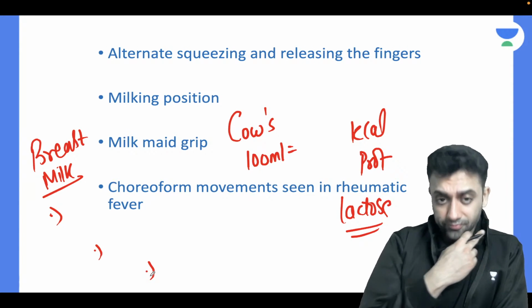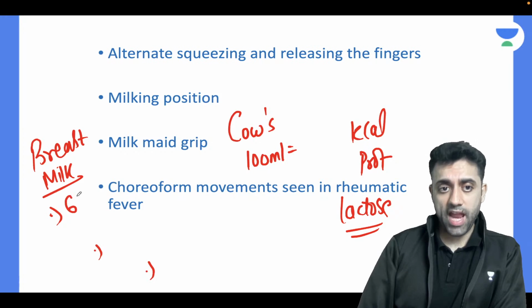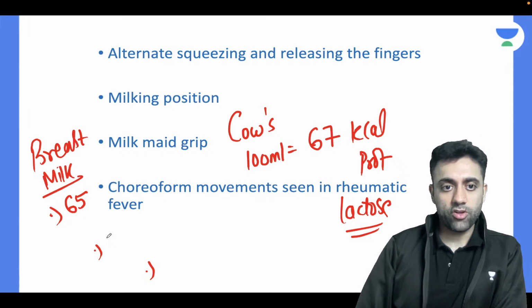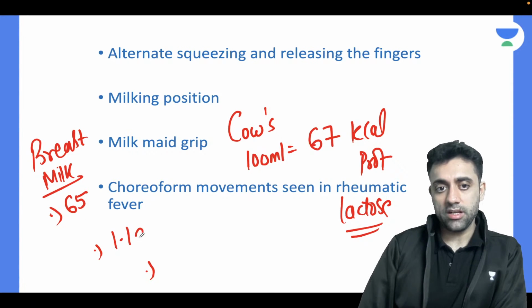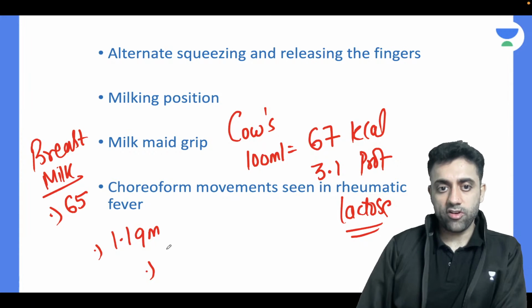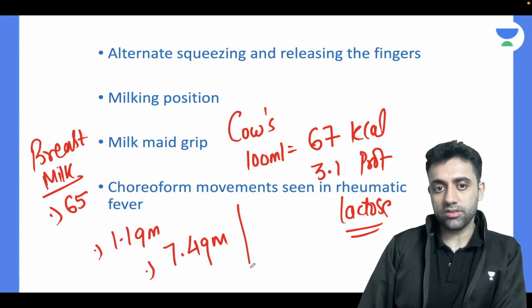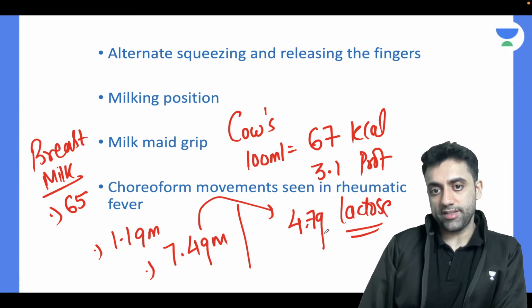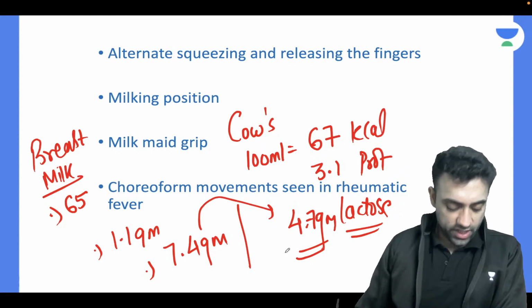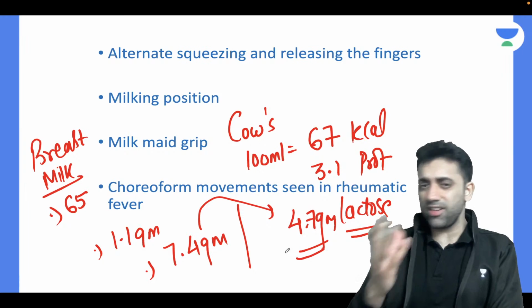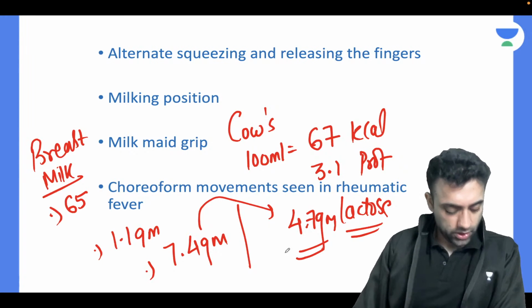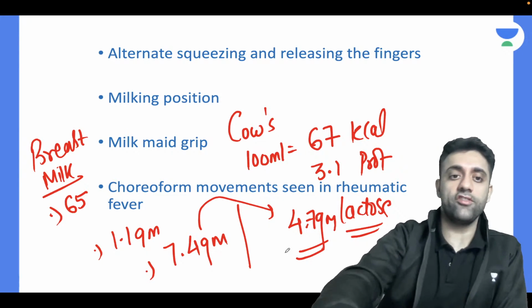Yes, Pancake is right. Each 100 ml of breast milk contains 65 kilocalories. Each 100 ml of cow's milk contains 67 kilocalories. Each 100 ml of breast milk contains 1.1 gram of protein, whereas each 100 ml of cow's milk contains 3.1 gram of protein. Each 100 ml of breast milk contains 7.4 gram of lactose, and the opposite of 7.4 is 4.7: each 100 ml of cow's milk contains 4.7 gram of lactose. This is a very important topic, guys. Every single word we are reading is very crucial, without fail. Okay, very good, perfect. Right, let's move further.